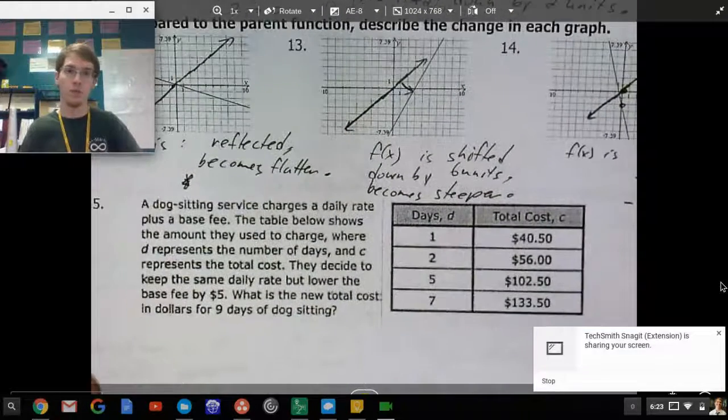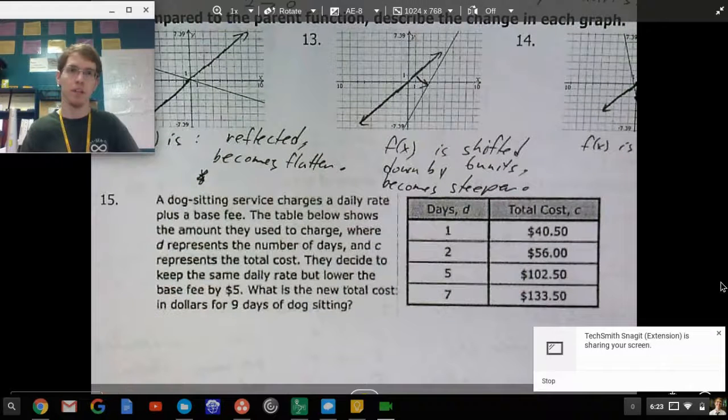All right, we're on the home stretch. Dog sitting service charges a daily rate plus a base fee. The table below shows the amount they used to charge, where D represents the number of days and C represents the total cost. They decided to keep the same daily rate but lower the base fee by $5. What is the new total cost in dollars for 9 days of dog sitting?